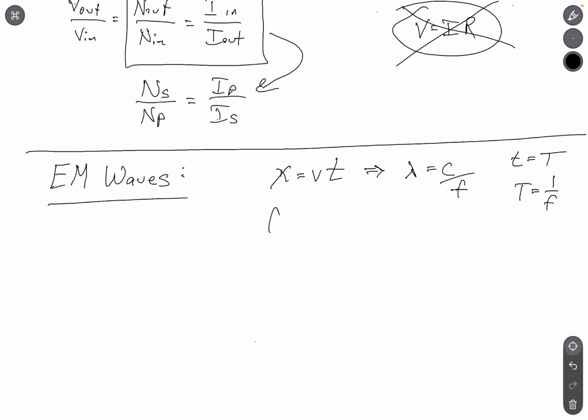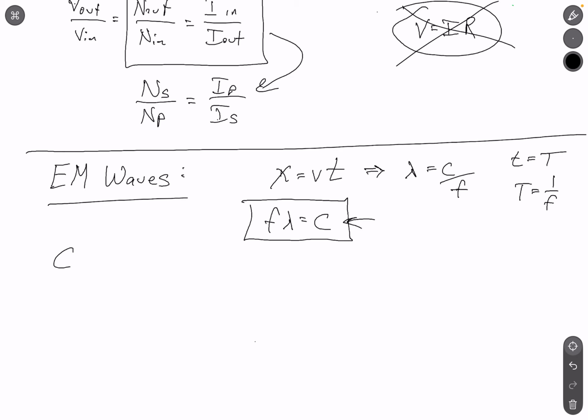So now F lambda equals C. And if lambda goes up, F has to go down and vice versa, because C is not changing. All right, that's the constant. That's why we keep it there.